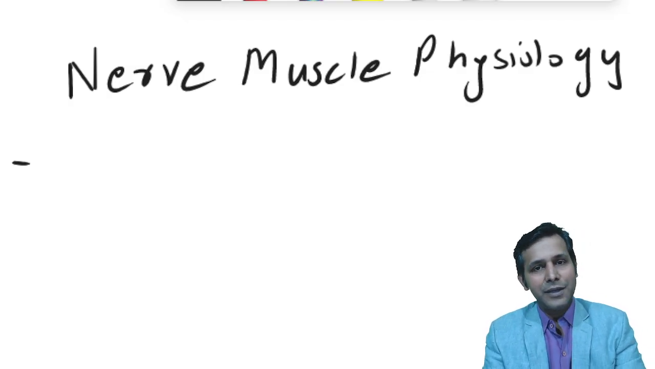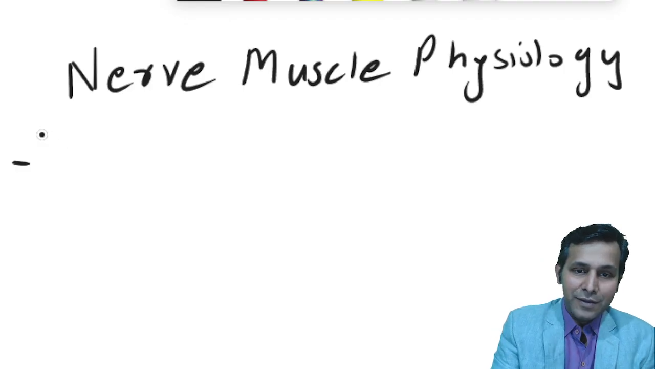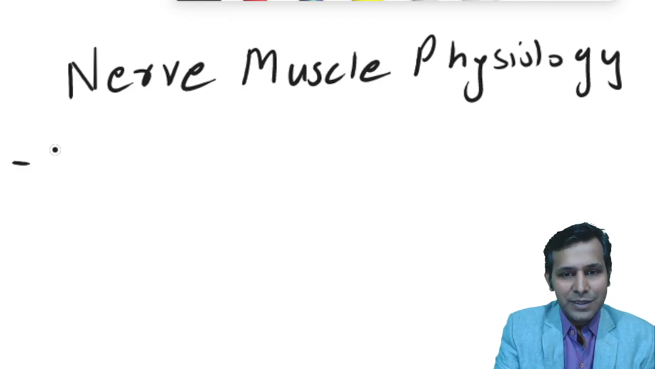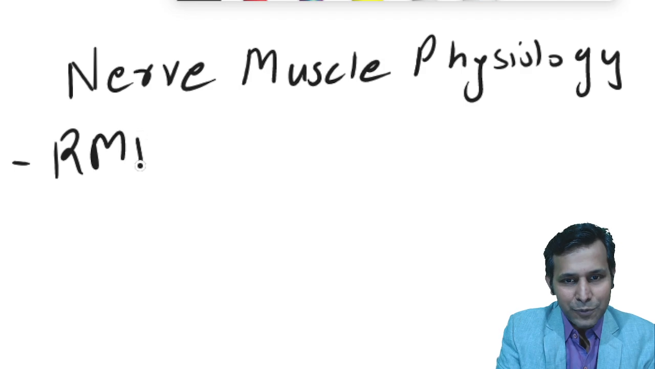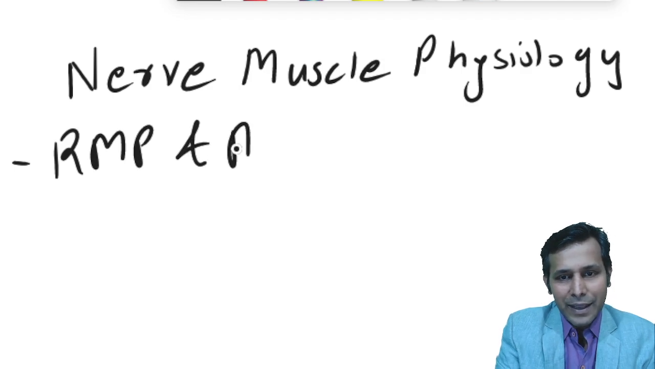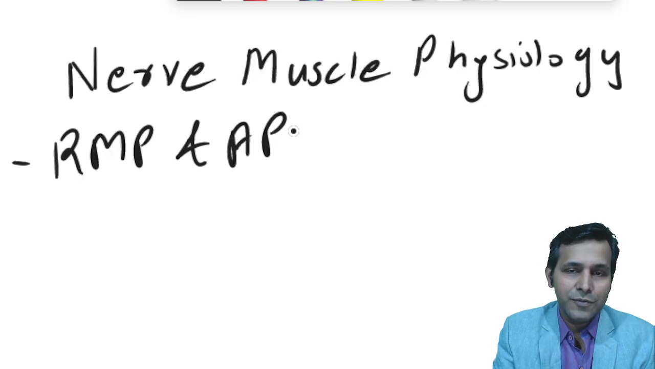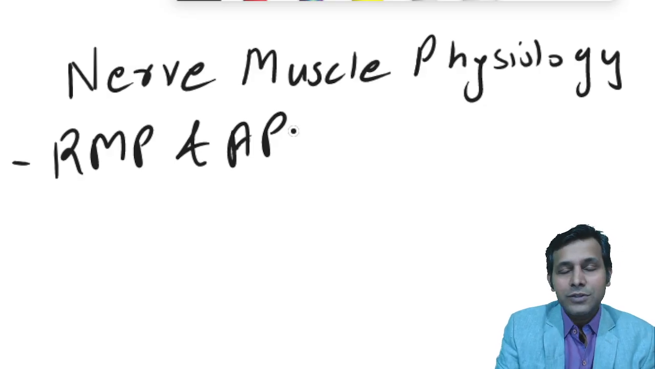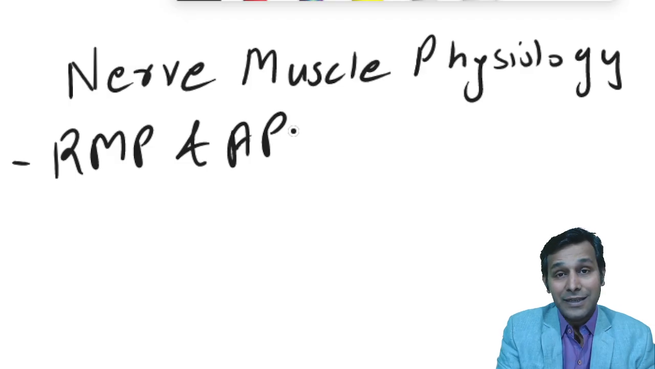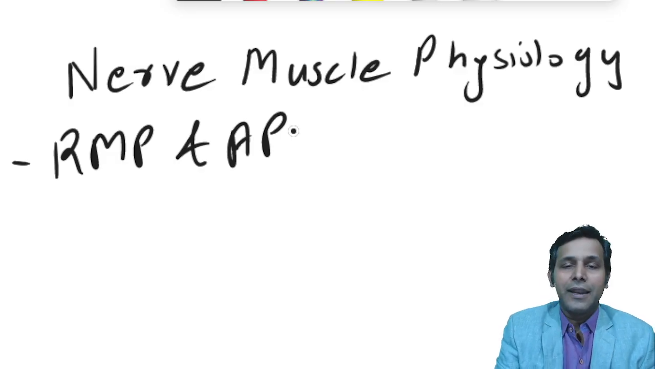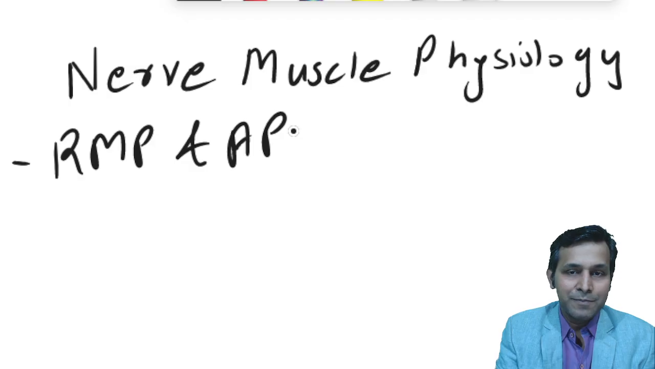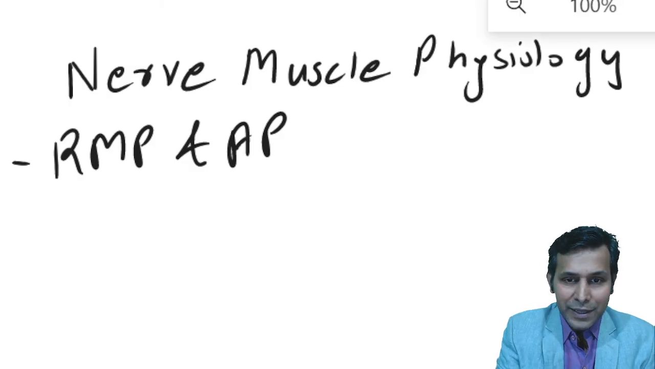Now let us begin with what are the topics we'll be discussing in nerve muscle physiology. The first thing we'll be learning is about the membrane potentials, that is the resting membrane potential and action potential. These two form the very basis of all the impulses which travel across the nerve fiber or the muscle fiber or various receptors. So resting membrane potential and action potential is the first thing we'll be discussing.